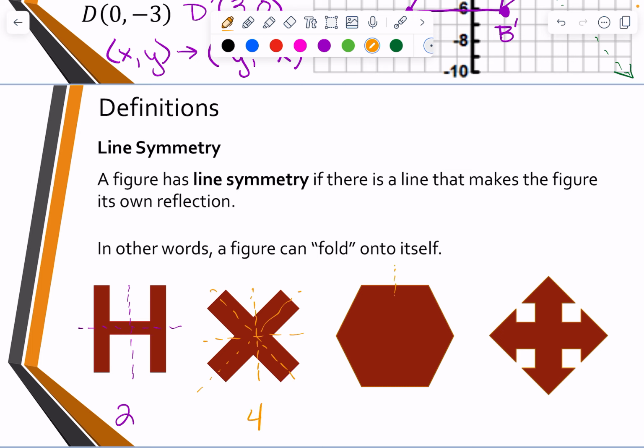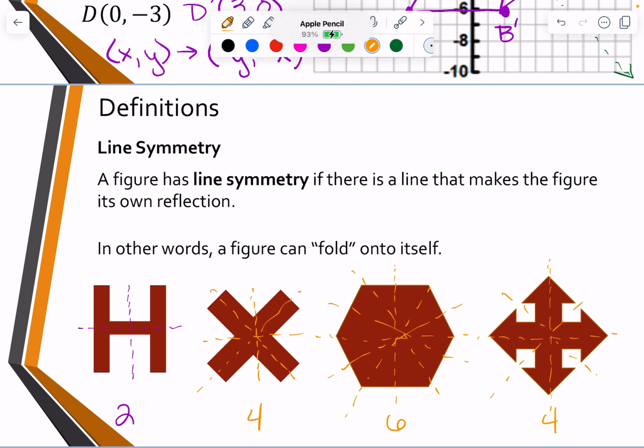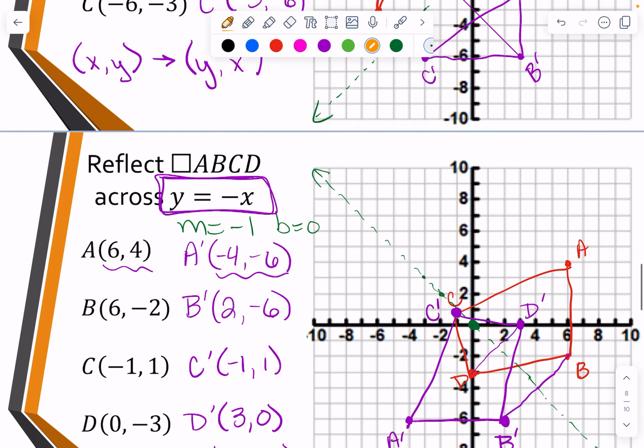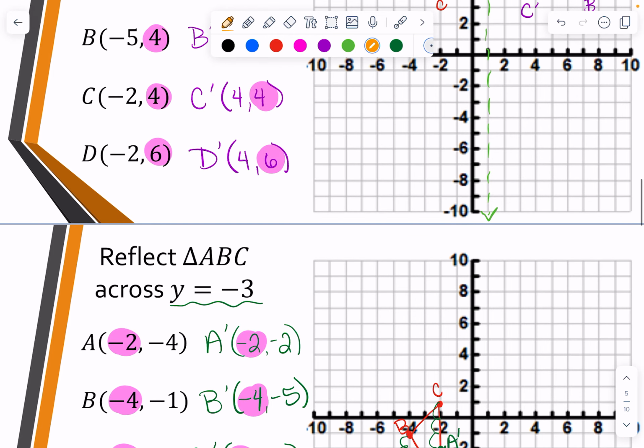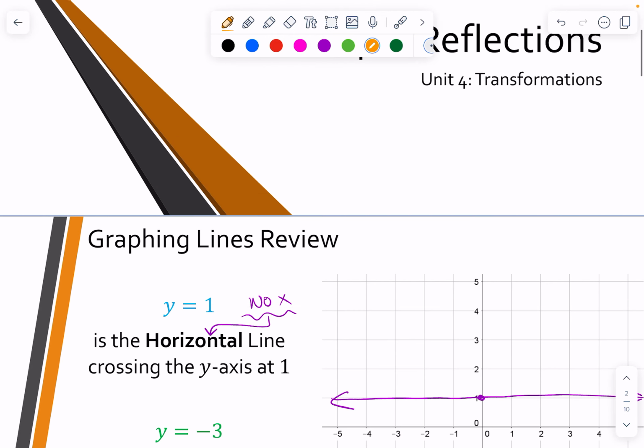On our hexagon here, we have the vertical, the horizontal, corner to corner, but also since it is a regular hexagon, we would also have the two pieces there in the middle, which would give us six of them. And then here on this cross, we would have the vertical, horizontal, and then our two diagonals as well, which would give us four lines of symmetry. Okay, so that's just a quick review of line of symmetry. Now, with that being said, that is how we do a reflection. In order to do a reflection, remember, you have to have a line of reflection. Okay, so there is reflection.